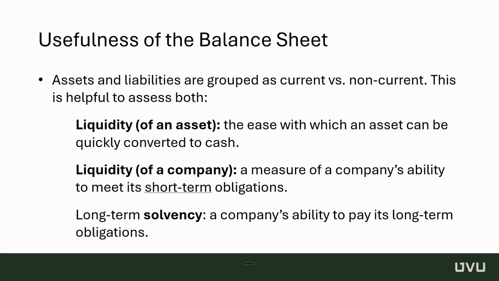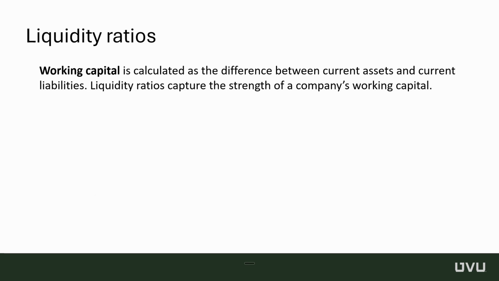Typically, through financial statement ratios. Let's start with liquidity ratios. And first, another quick definition. Working capital is defined as the difference between current assets and current liabilities. It's the cushion a company has in its short-term resources. Positive working capital means more current assets than current liabilities, which gives the company room to operate.